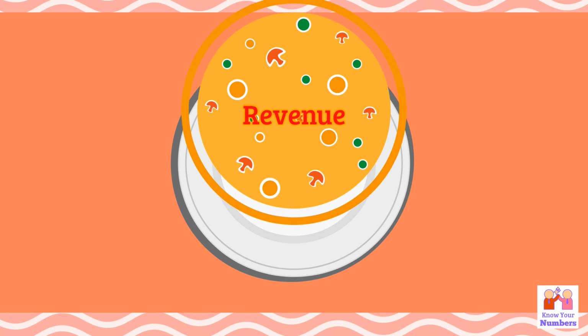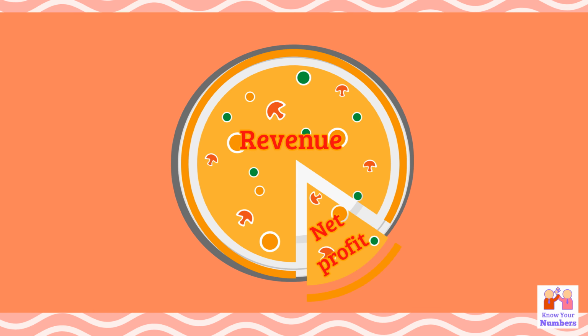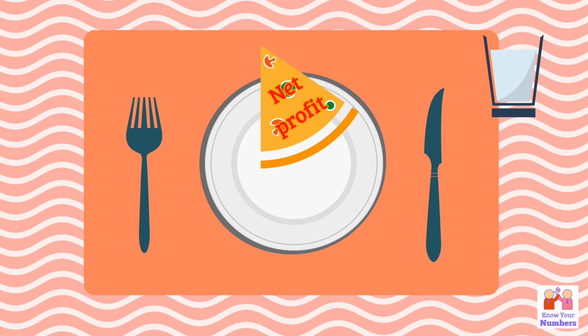Profitability shows whether your business is earning more than it spends. A common metric is net profit margin. That's net profit divided by revenue. It tells you how much of each euro you actually keep.